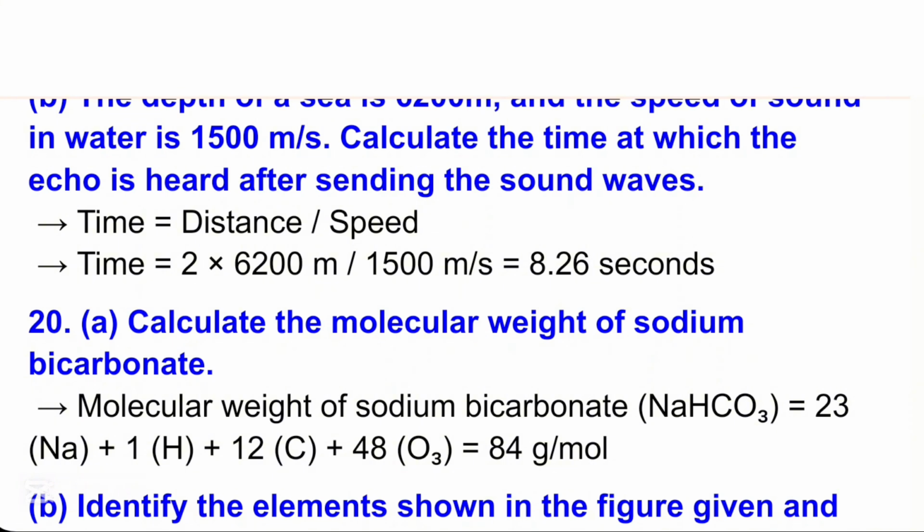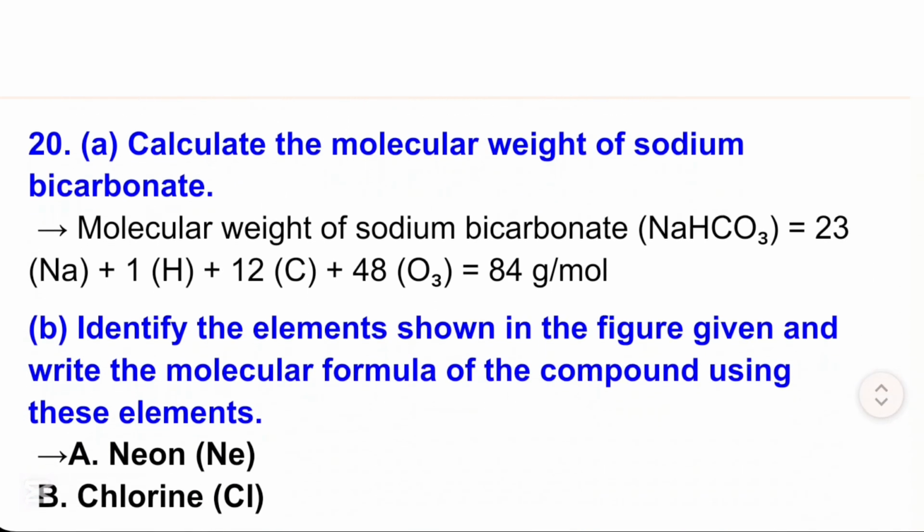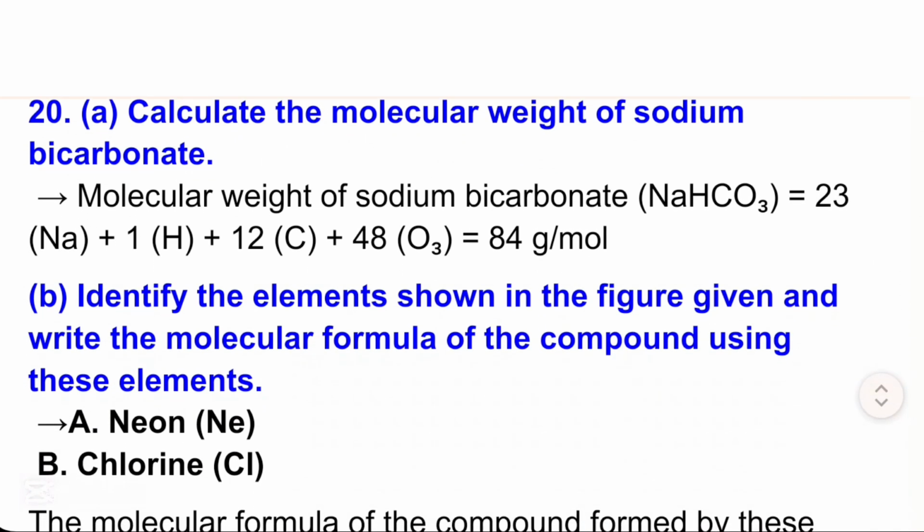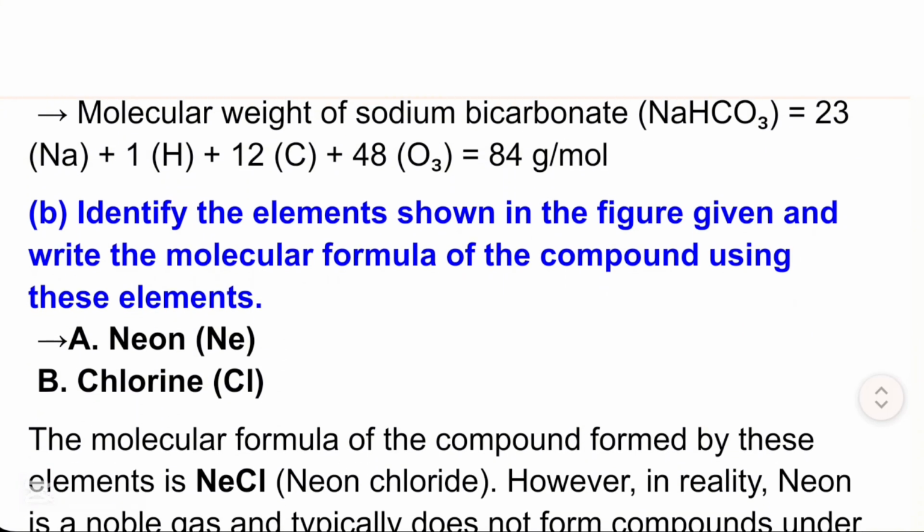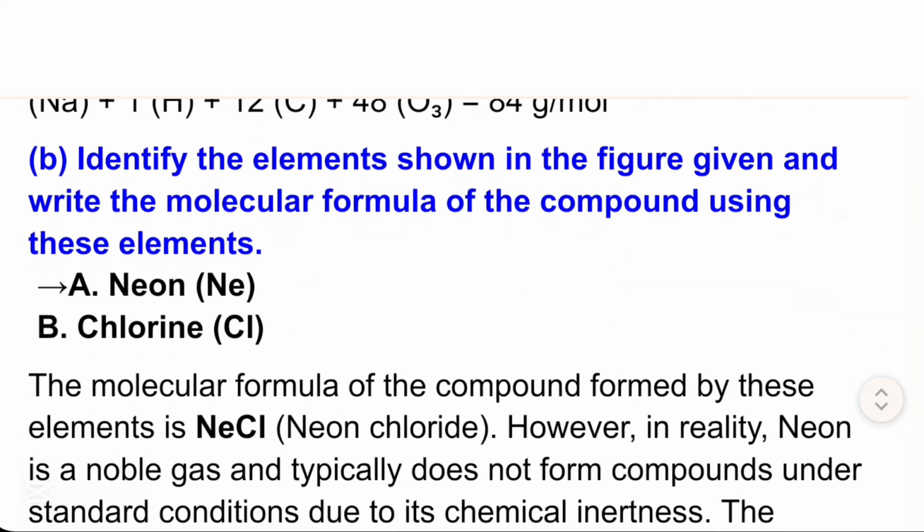20. A. Calculate the molecular weight of sodium bicarbonate. Molecular weight of sodium bicarbonate, NaHCO3, equals 23 Na plus 1 H plus 12 C plus 48 O equals 84 grams per mole. B. Identify the elements shown in the figure given and write the molecular formula of the compound using these elements. A. Neon, Ne. B. Chlorine, Cl. The molecular formula of the compound formed by these elements is NaCl, neon chloride.